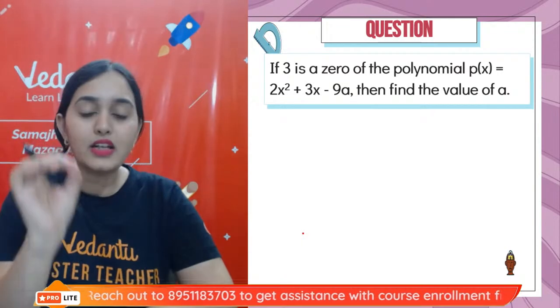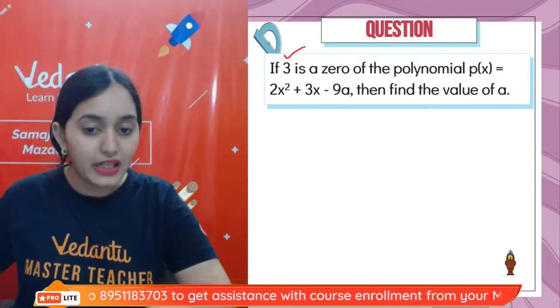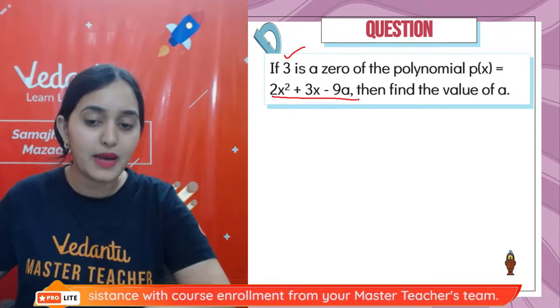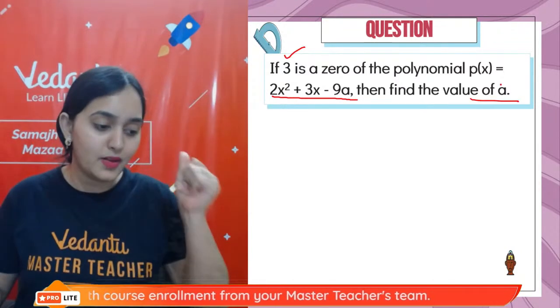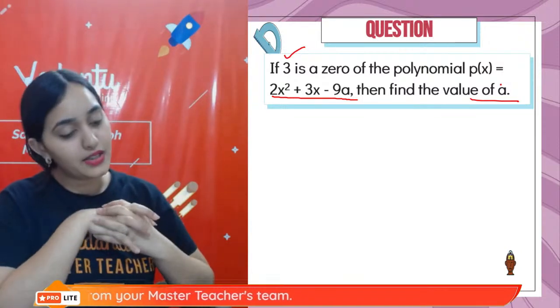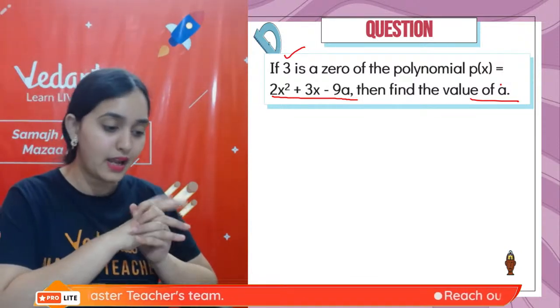Now, let's solve one question quickly. If 3 is the 0 of the polynomial px is equal to 2x square plus 3x minus 9a, then find the value of a. Everybody find out the value. Of course, Priyanshu, it can be rational number. It can be real number.